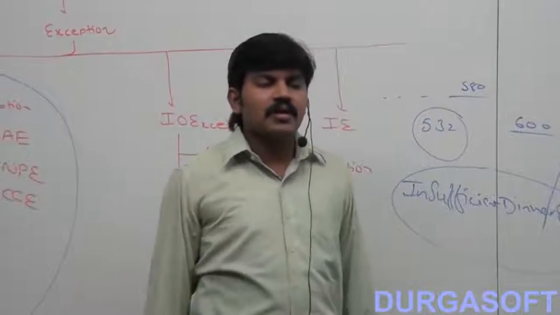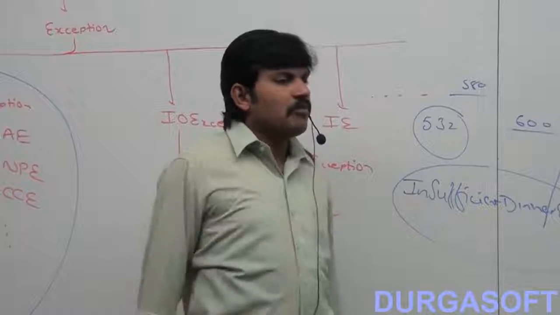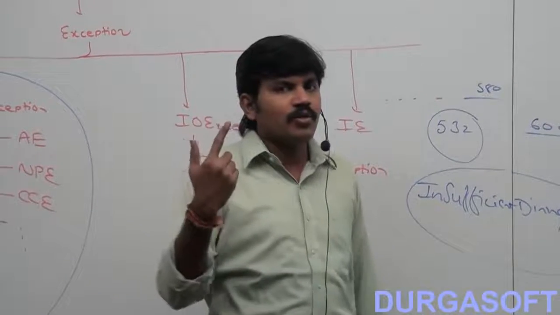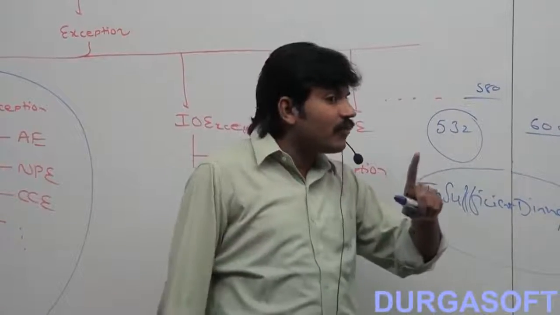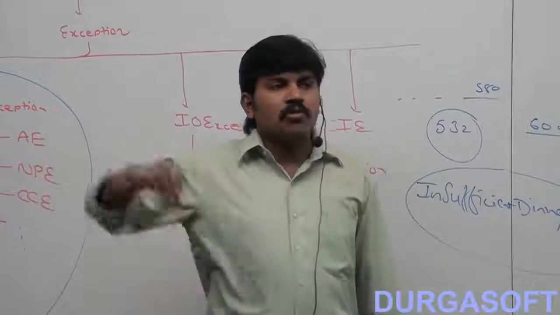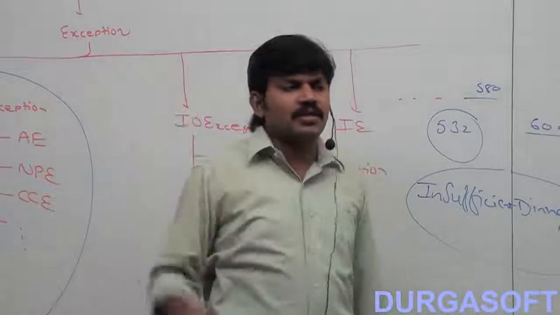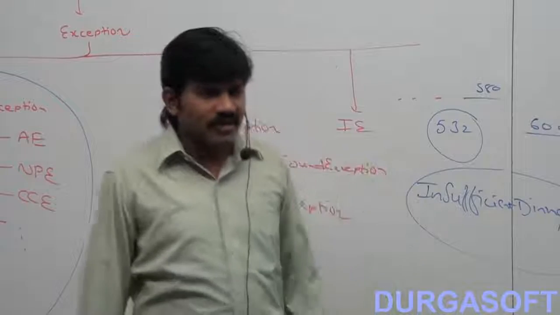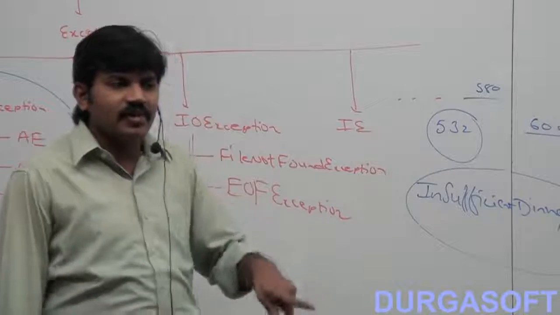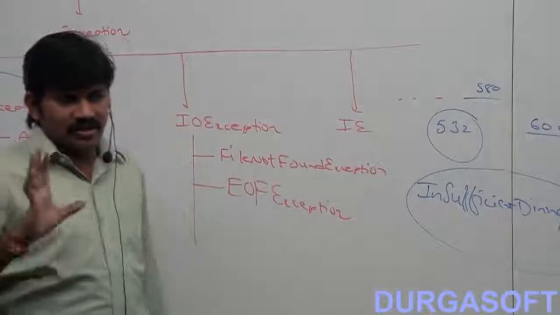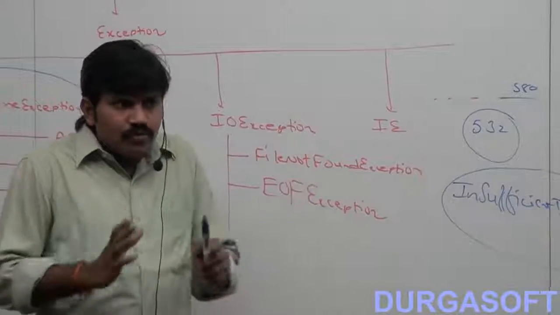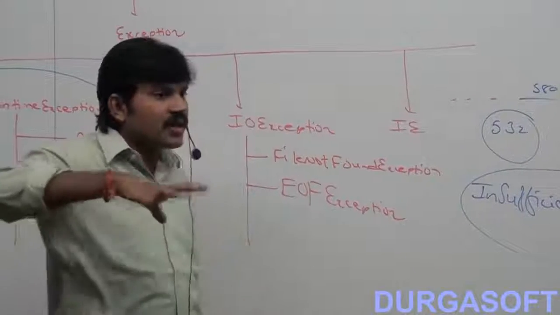The possibility is there. But how many times is it possible? Very rare. Out of one crore times, maybe a chance of one time. The very rarely occurring exceptions, the compiler is not going to check. Such types of exceptions are by default considered unchecked exceptions, right? So which are checked and which are unchecked, you should have clear clarity, right?